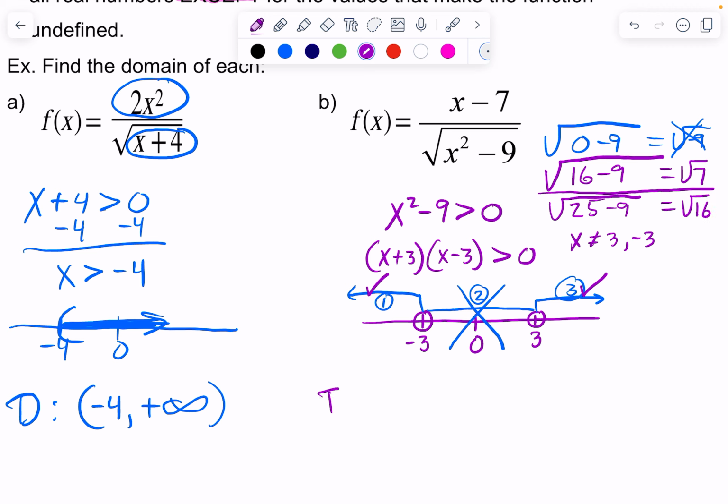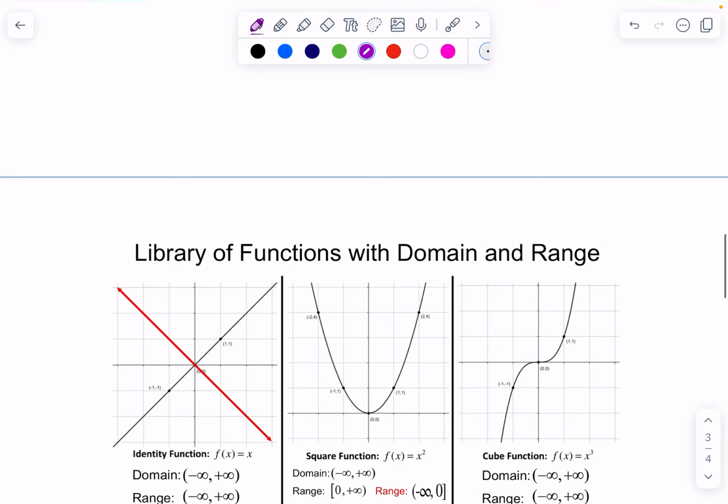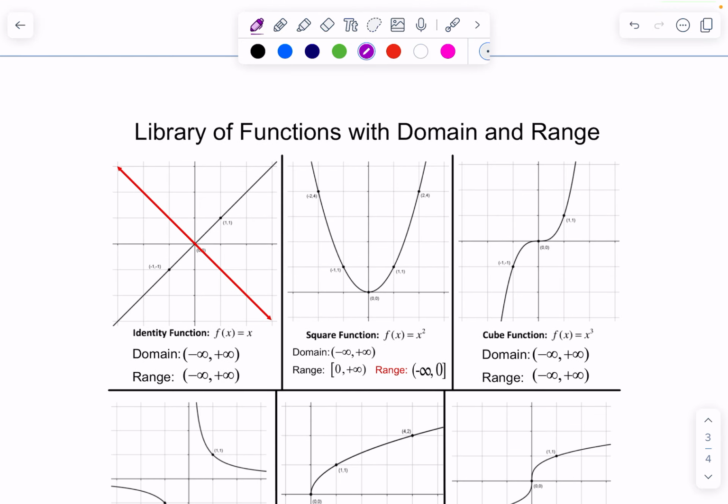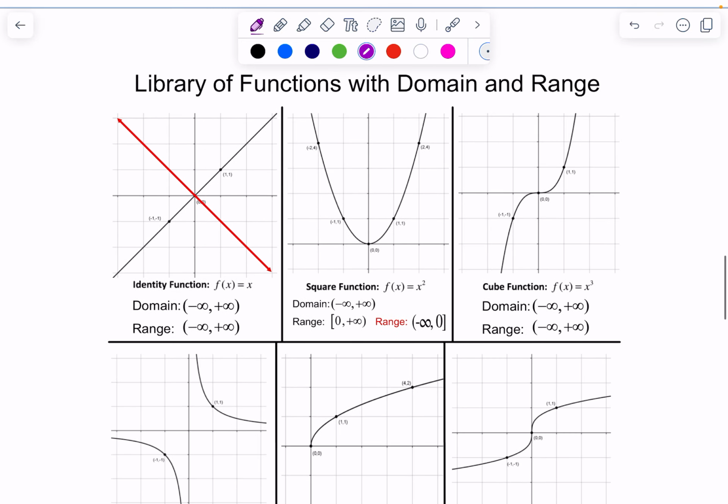So my domain here can go from negative infinity to negative 3, not including negative 3, in union with 3 to positive infinity. And there you have it. Those are the three exceptions for domain. Now, let's talk about the library of functions. We've seen this already a couple times, but I want to talk about this with the domain and range.